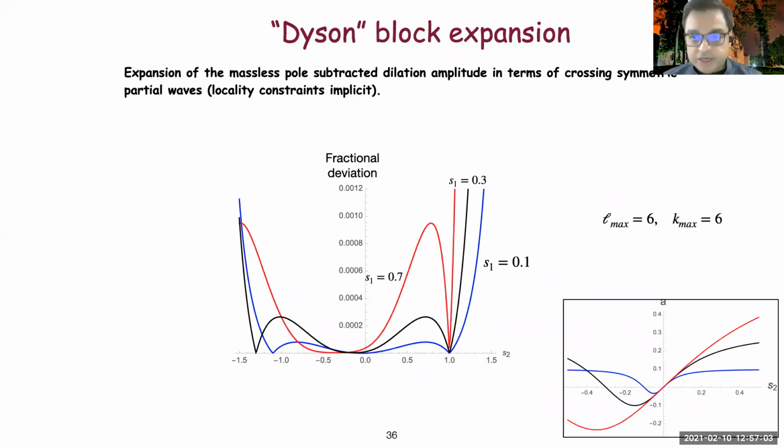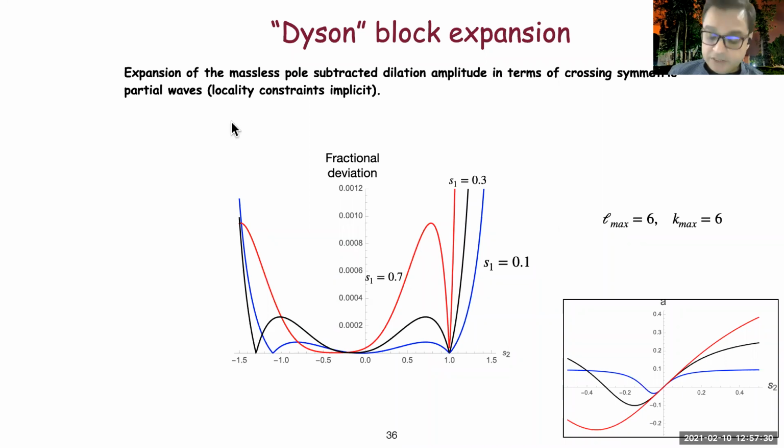So now let me change gears. There appear to be two kinds of expansion. I will use the nomenclature Dyson block expansion. I have to call it something. This is the expansion in terms of the massless pole subtracted amplitude in terms of crossing symmetric partial waves where locality constraints are implicit. If I continuously use those words, it would take me the whole night to finish, so let's call this the Dyson block expansion.